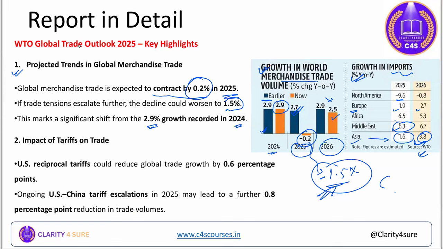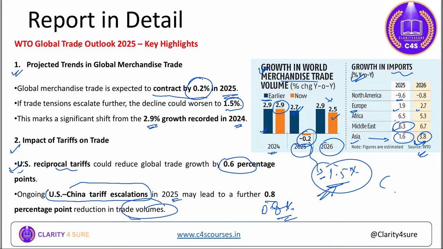All right. Now coming to the next highlight, that is the impact of tariffs on trade. US reciprocal tariffs could reduce global trade growth by 0.6% points. So this is one of the impacts, that it could reduce the global trade growth by 0.6%. The reciprocal tariff that the USA had imposed. Ongoing US-China tariff escalation in 2025 may lead to a further 0.8% point reduction in trade volume. Means overall trade volumes may reduce by 0.8% because of this US-China tariff escalation war.